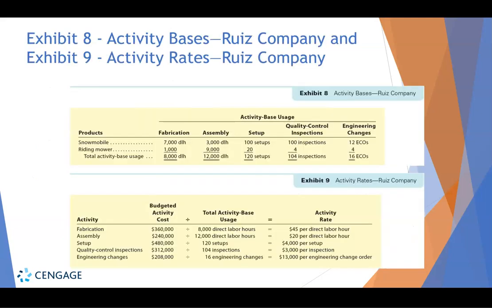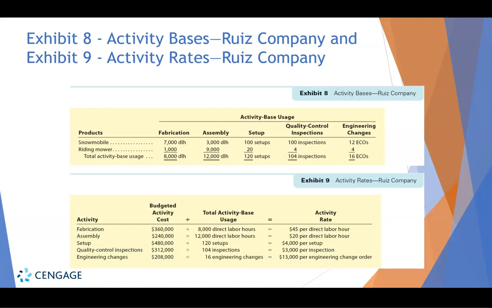So here you see the usage, the fabrication direct labor hours for the snowmobile and the riding lawnmower. You see the assembly direct labor hours for the snowmobile and the riding mower. You see the setups for each, the quality control inspections, and the engineering changes. Along with that, you can then see the cost for each activity rate.